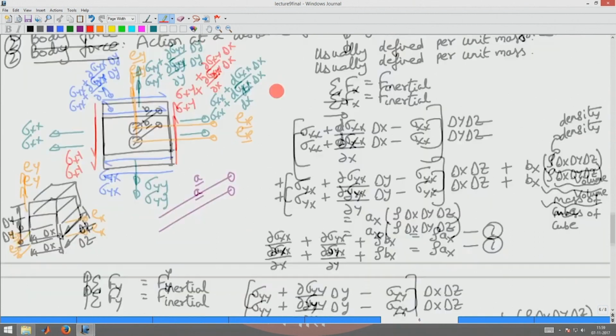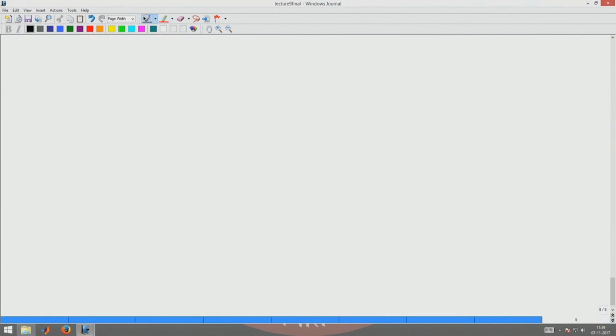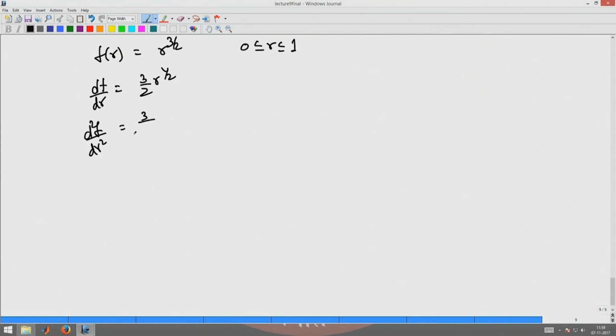Okay. Let me give you an example. Let us look at a function f of r to be r power 3 by 2 in the domain 0 less than r less than 1. Okay. Now df by dr is 3 by 2 times r power half, and d square f by dr square is 3 by 4 r power half. Clearly the second order derivative and higher order derivatives have values more than the first order derivative.